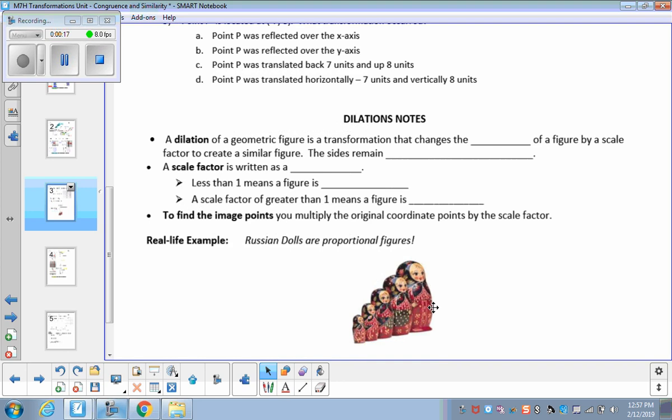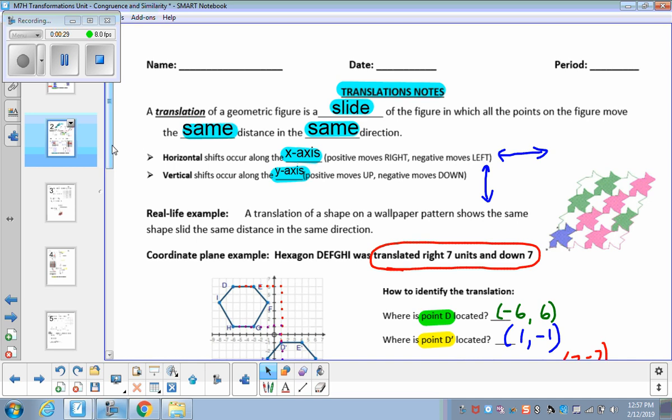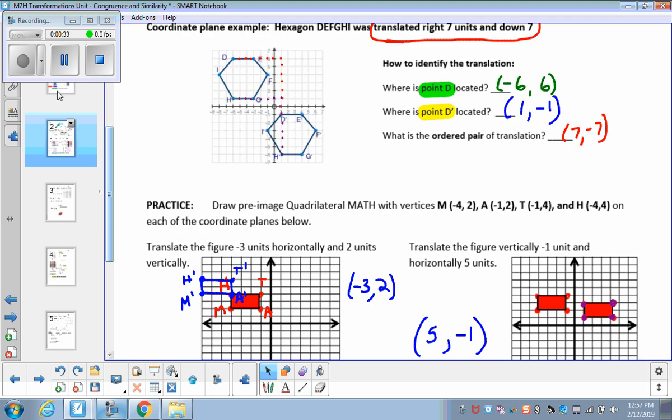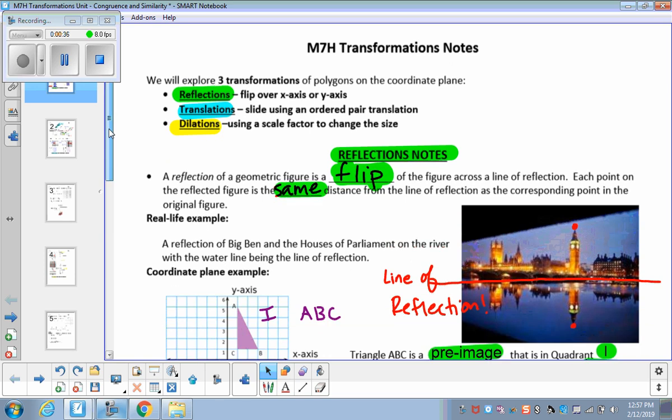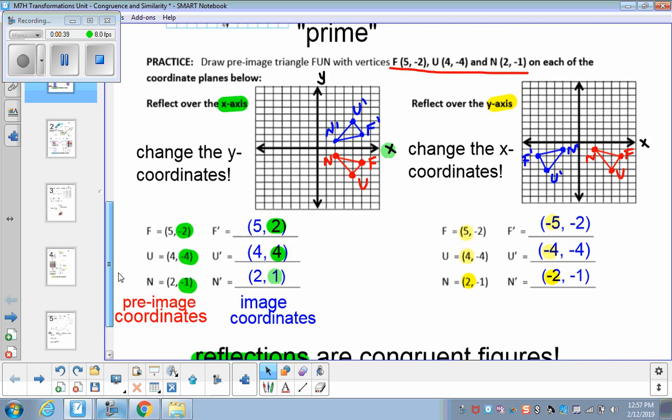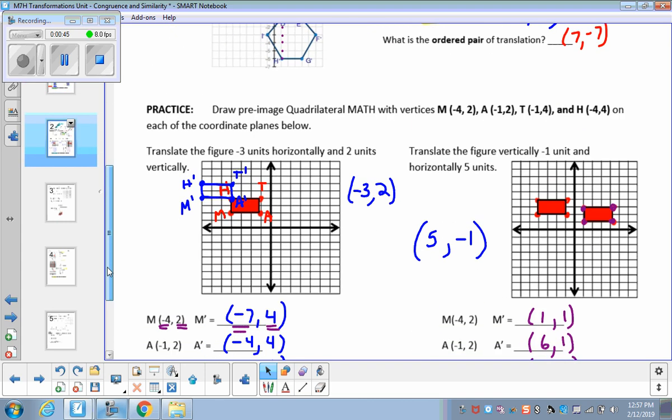Now dilation, down here I've got some examples of some Russian dolls. Y'all, the dilations are going to be the only change that will actually change the size of our figures, okay? Back on the previous page with translations, we have congruent shapes. They're the exact same size and shape. And back on the first page, we had reflections, which are also congruent figures. They have the exact same size and shape. All we do is change the location when we reflect, and we change the location when we translate.